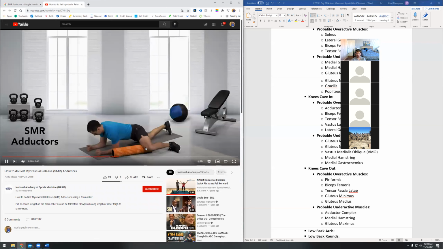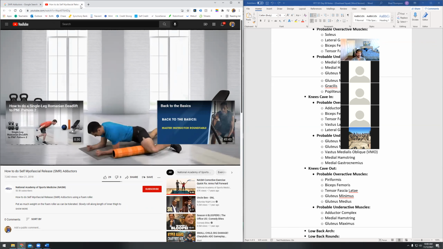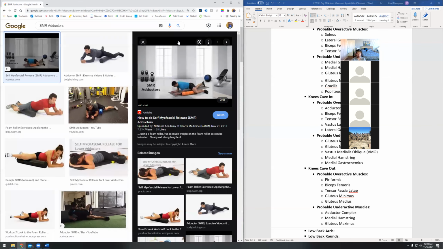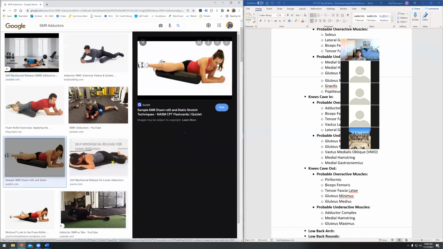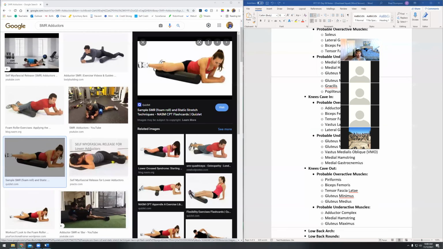There's a lot of surface, a lot of length to the adductors, and so everybody's going to be a little bit different there. I tend to find that I'm really tight kind of where this guy is right here. But I've known other people where it's much more up into the groin. But again, you can use a lacrosse ball as well. But that's the area that we're getting into there, again, if the knees are caving in.